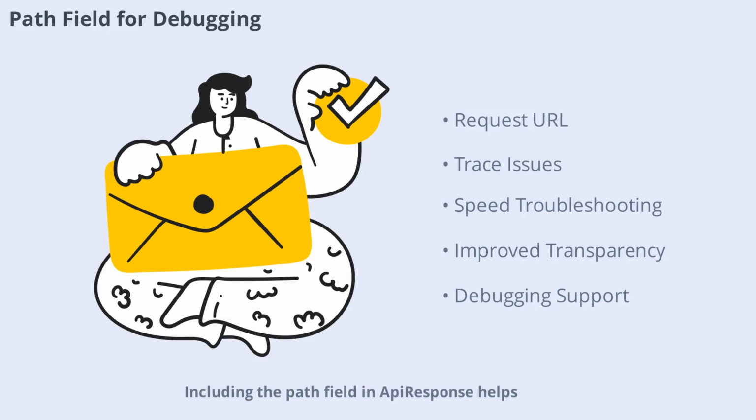Including the path field in ApiResponse helps with debugging by showing the request URL. This information allows developers to trace issues back to specific endpoints, speeding up troubleshooting and improving transparency.